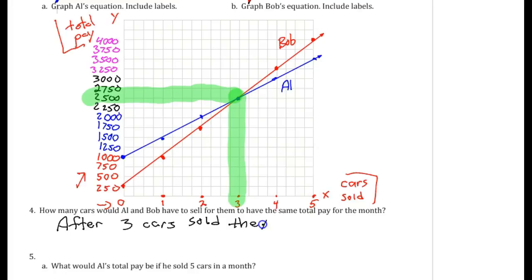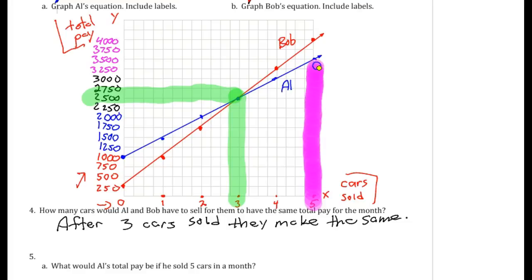they make the same. And let's go down to 5. What would Al's pay be if he sold 5 cars? So we can follow 5 cars all the way up to Al. You can see it right there. It intersects at 3,500.